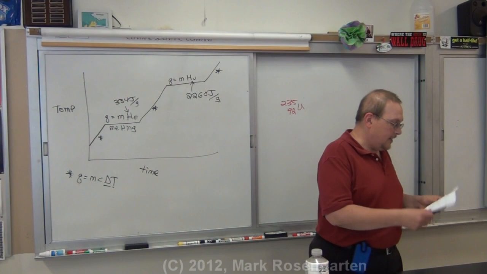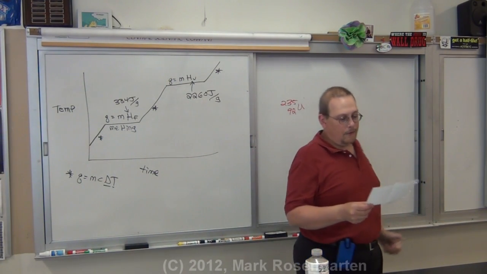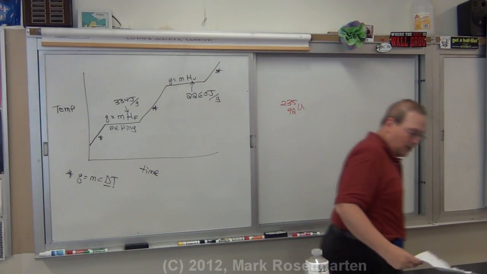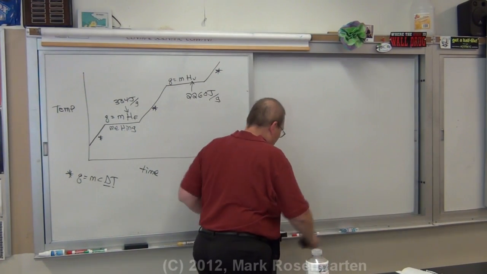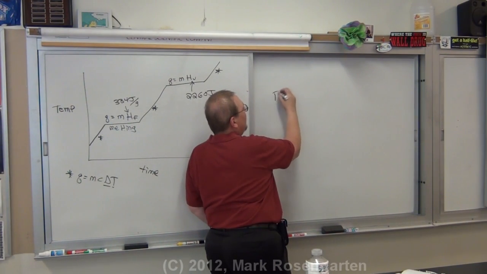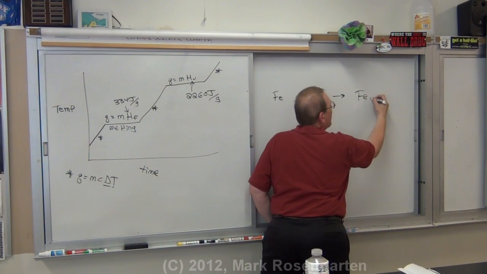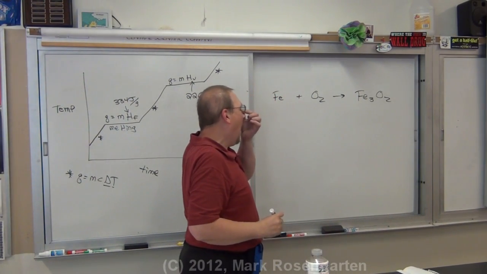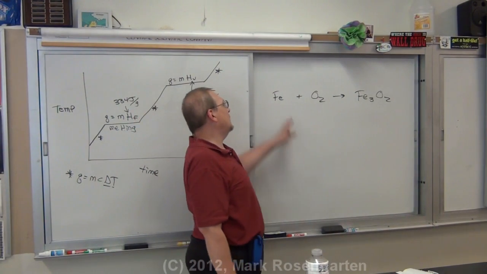In addition to that, it says, how do you do coefficients? To do a coefficient, you simply write a number in front, and I'm assuming that what we're talking about here is balancing. So I'll show you an example of a balanced reaction. Let's suppose we have Fe, and we're going to react it with some diatomic oxygen to make iron 3 oxide, Fe3O2.